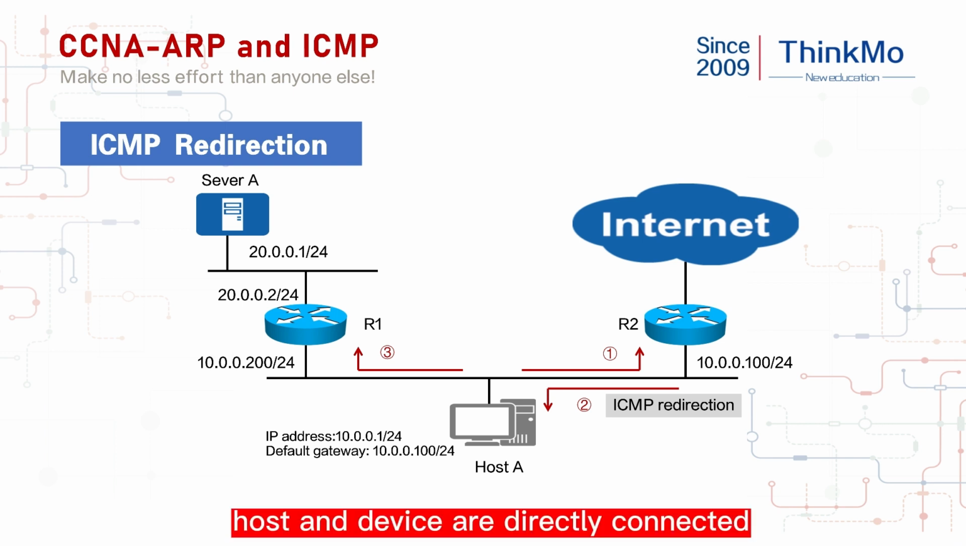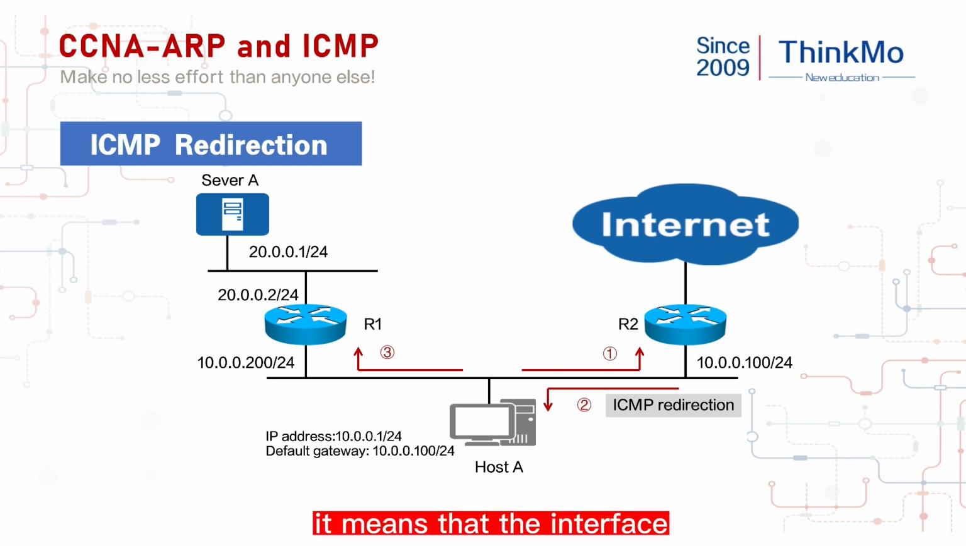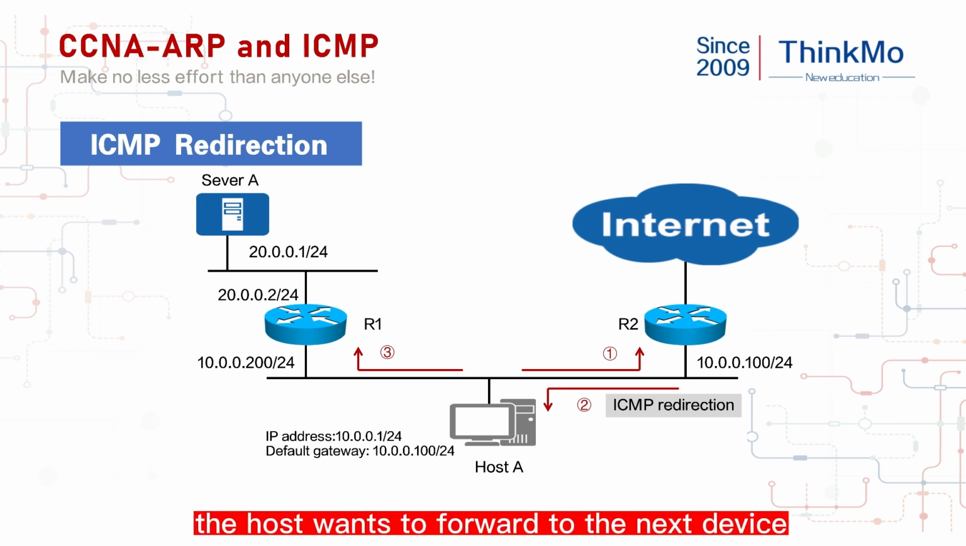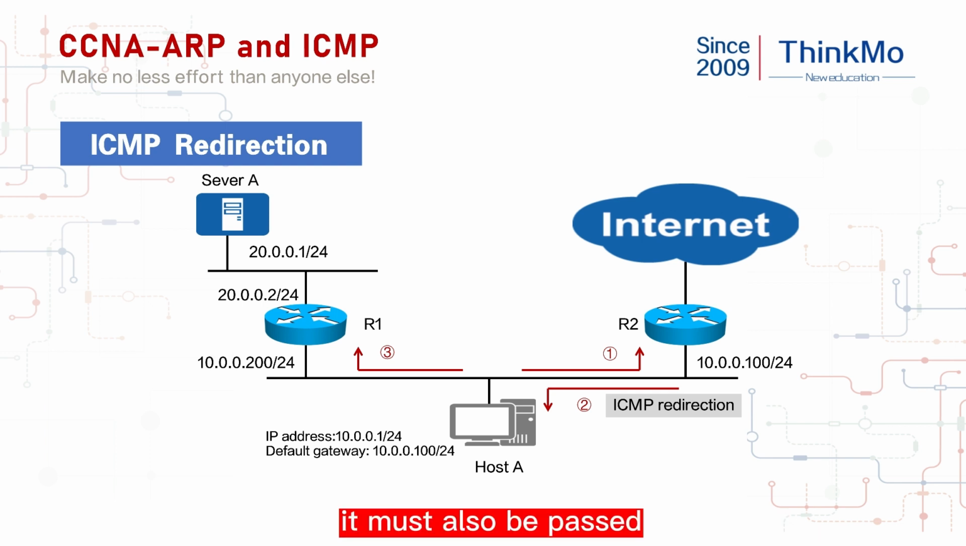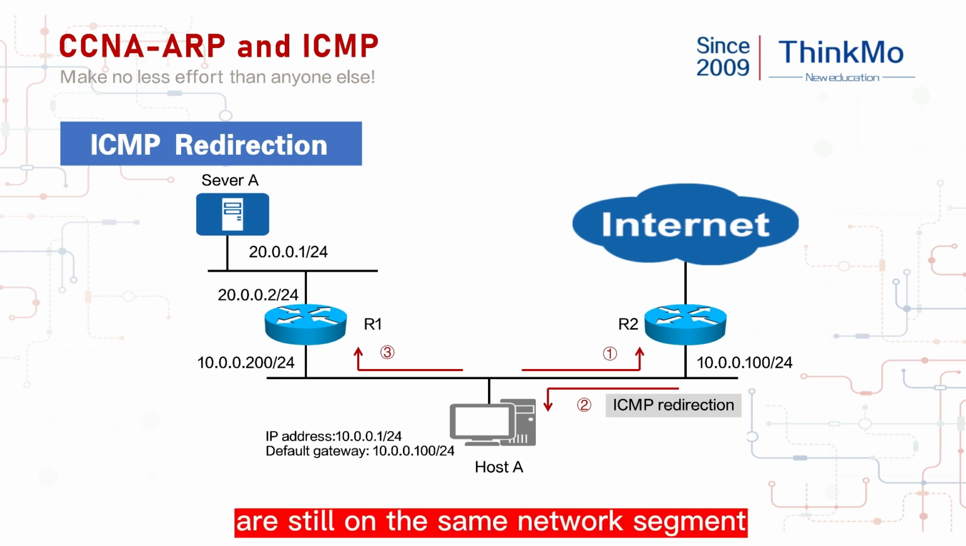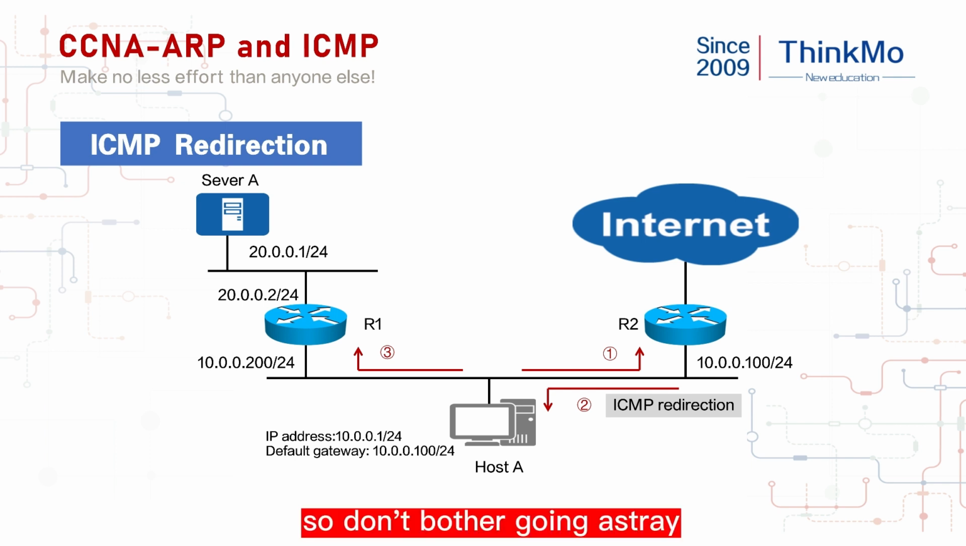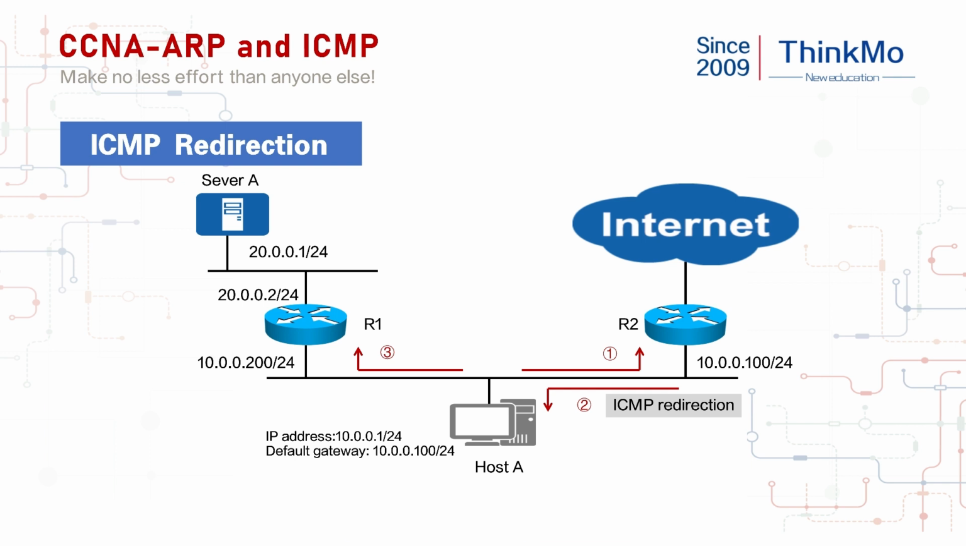Host and device are directly connected. It means that the interface of the router can directly send to the host. The host wants to forward to the next device. It must also be passed to the direct connection device. The three of them are still on the same network segment. So don't bother going astray. Just go straight away. This is the redirection.